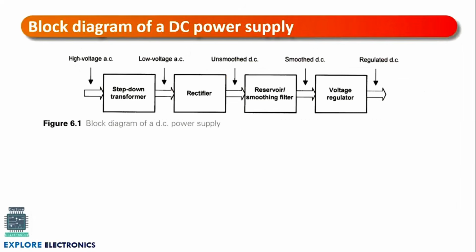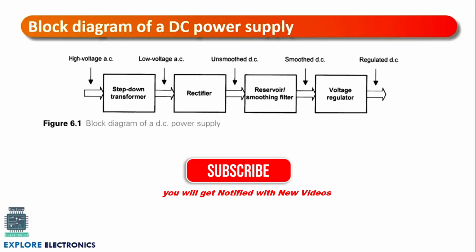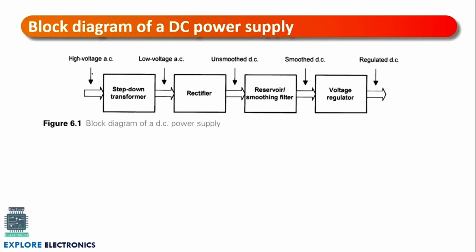Block diagram of a DC power supply is as shown in the figure. In this block diagram, you can observe a high voltage AC is given as input here, and finally we are going to get a regulated DC output. Once we give the AC voltage to the step down transformer, we are going to get a low voltage AC as output of the step down transformer. And that is an input for the rectifier.